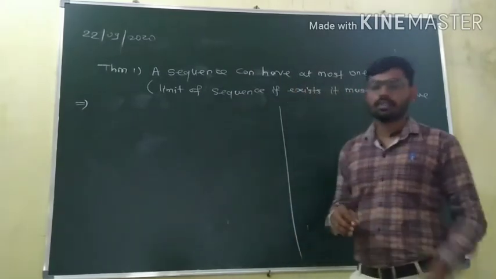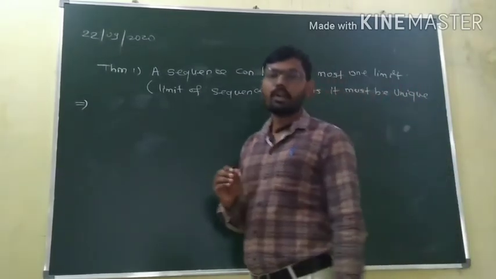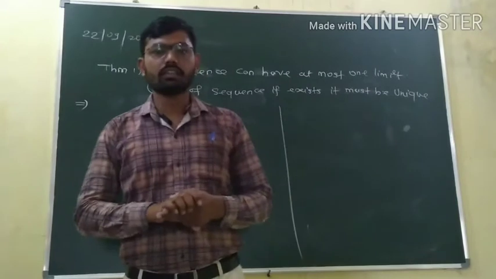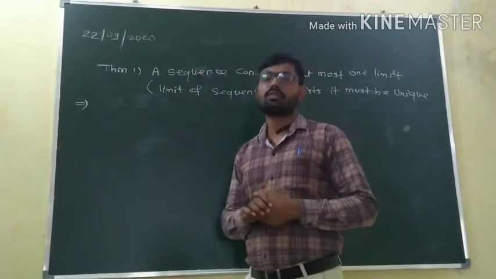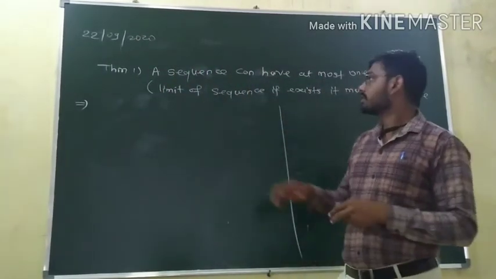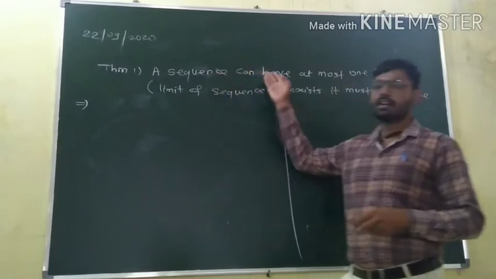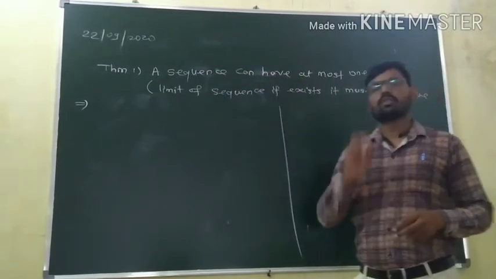The theorem is: if the limit of a sequence exists, then it must be unique. We can say a sequence can have at most one limit.